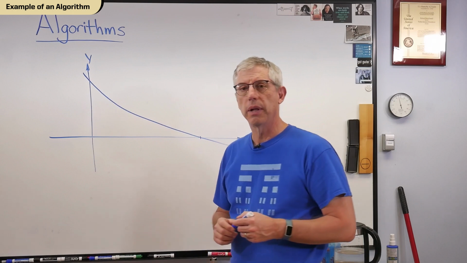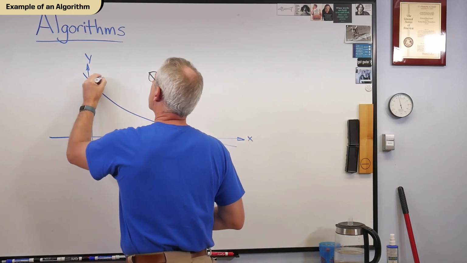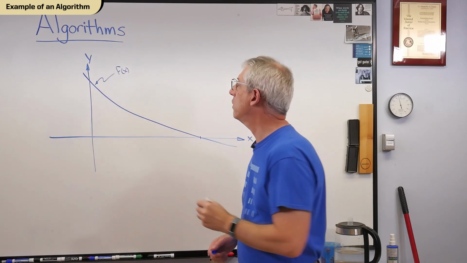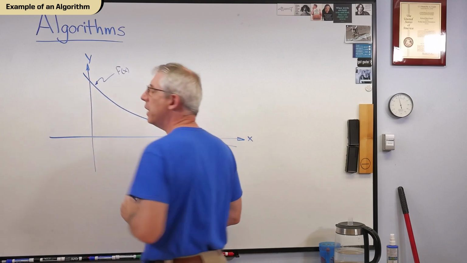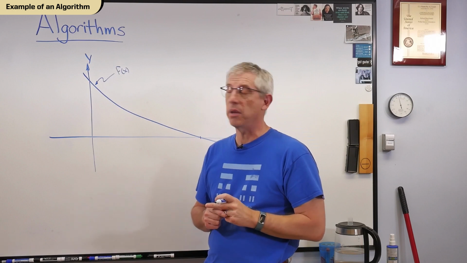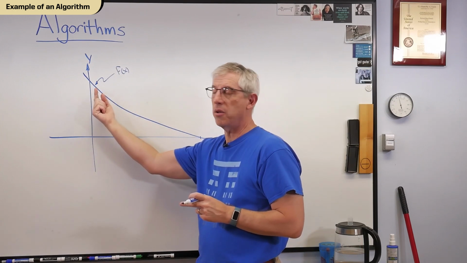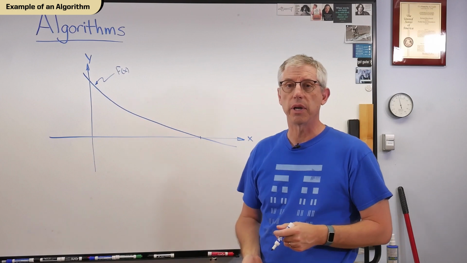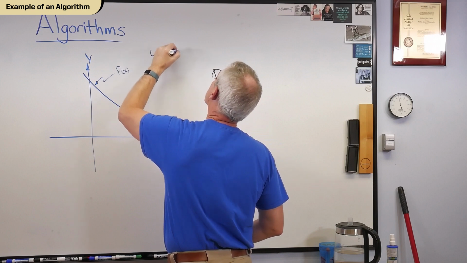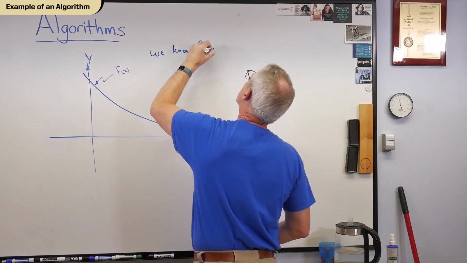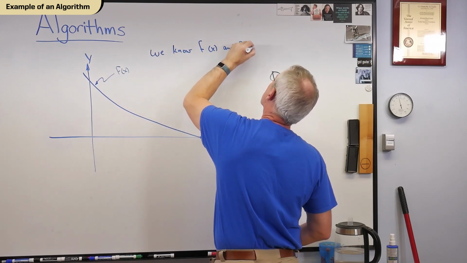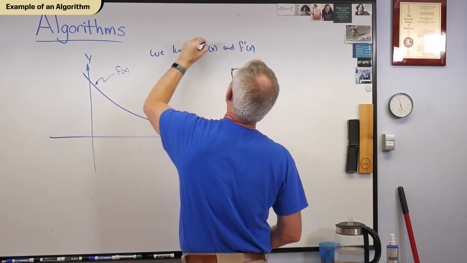How about another one? Let's say we know the function, that's f of x, and we know its slope, we know its derivative. Well, we might know that one of two ways. We might actually know the closed form derivative, or we might be able to just do a finite difference estimate of it. Get a point, step forward a little bit, get another point, and then extrapolate, find the slope from there. But let's say we know f of x and f prime of x. Okay, so we know both of those.